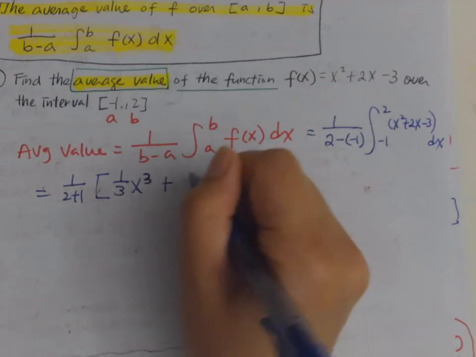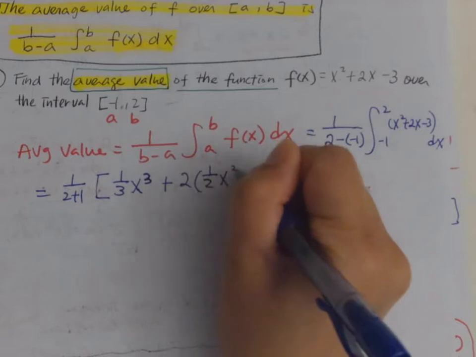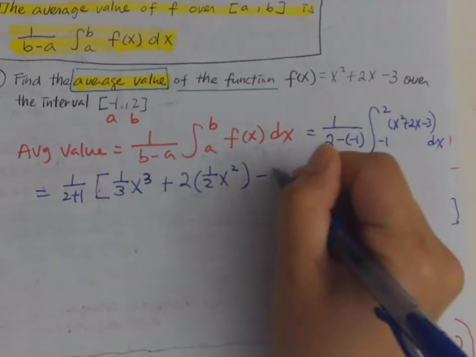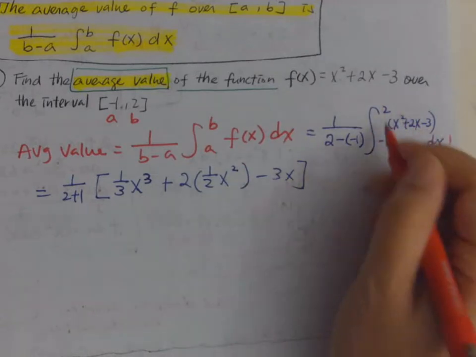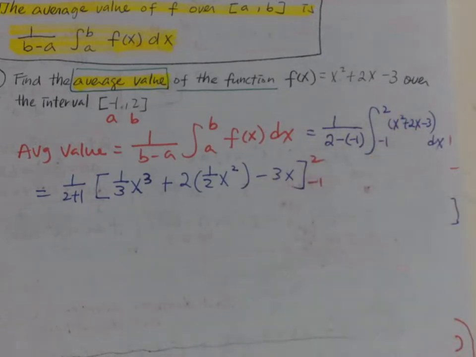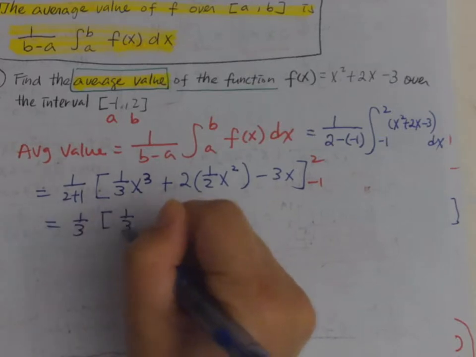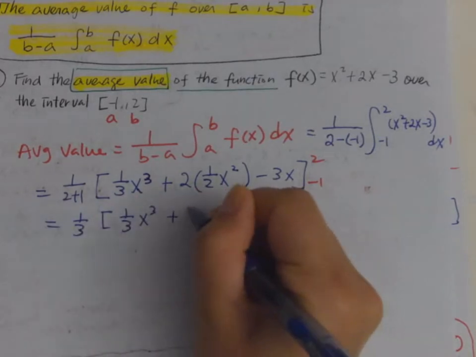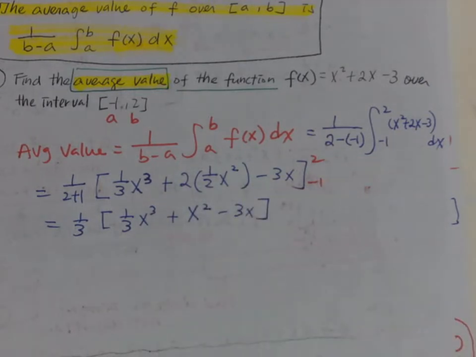Plus 2 times 1 over 2x squared, right? And then minus the 3x, and after that we need to plug into the limits, which is negative 1 to 2, right? Let's clean that up slightly. We got 1/3 x cubed plus x squared minus 3x, and then we are ready to plug in the limits.